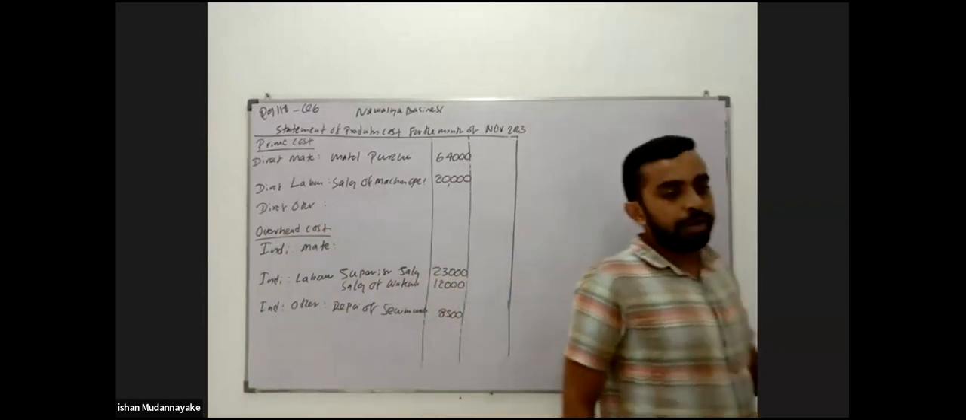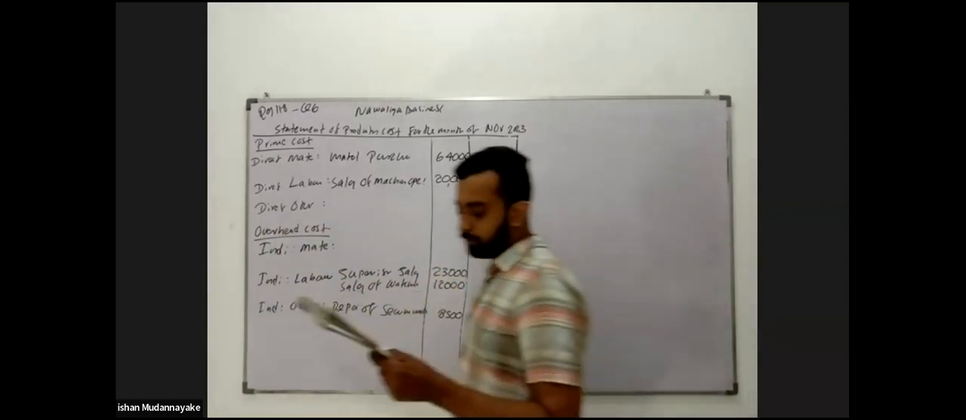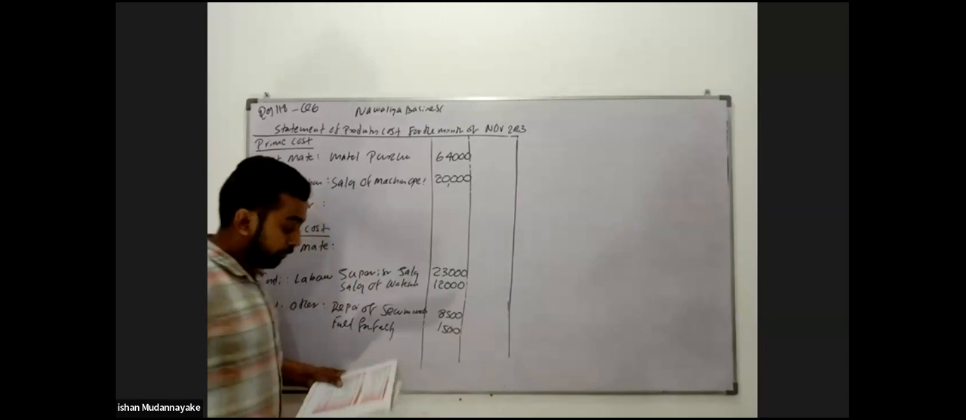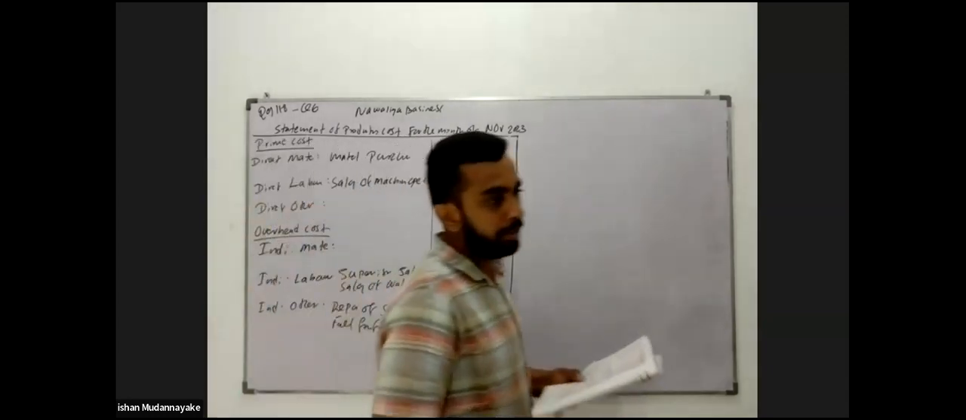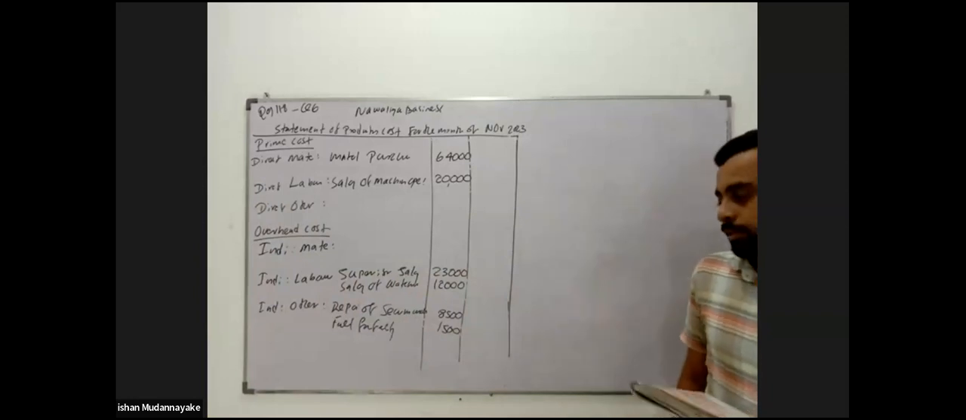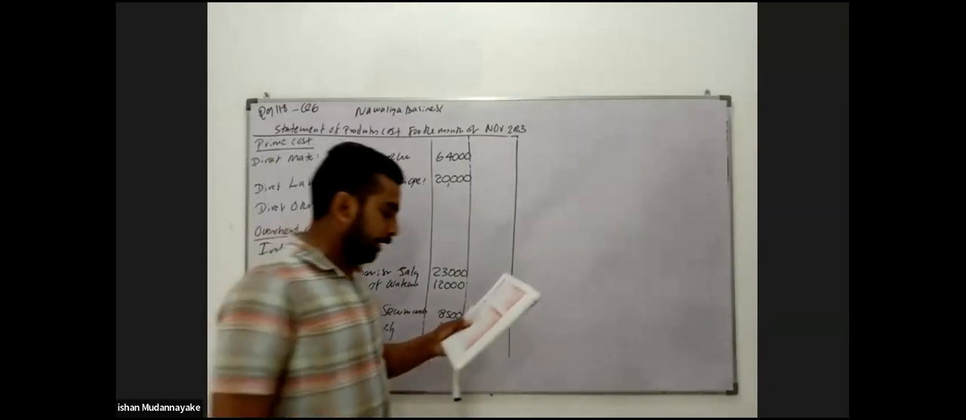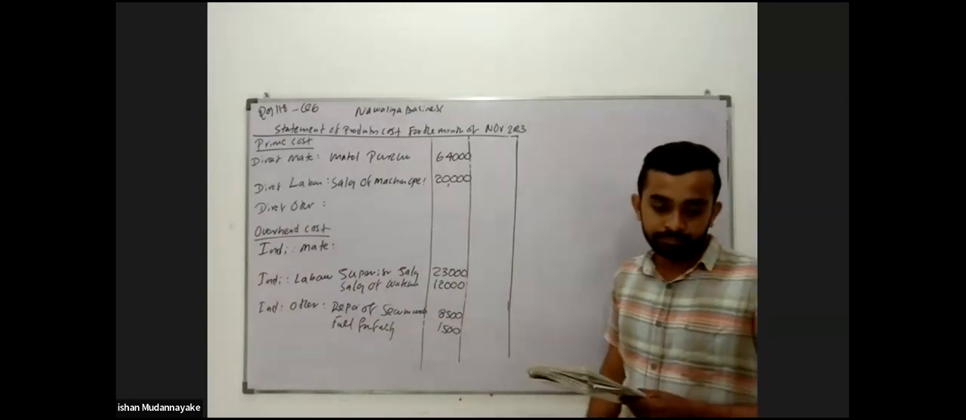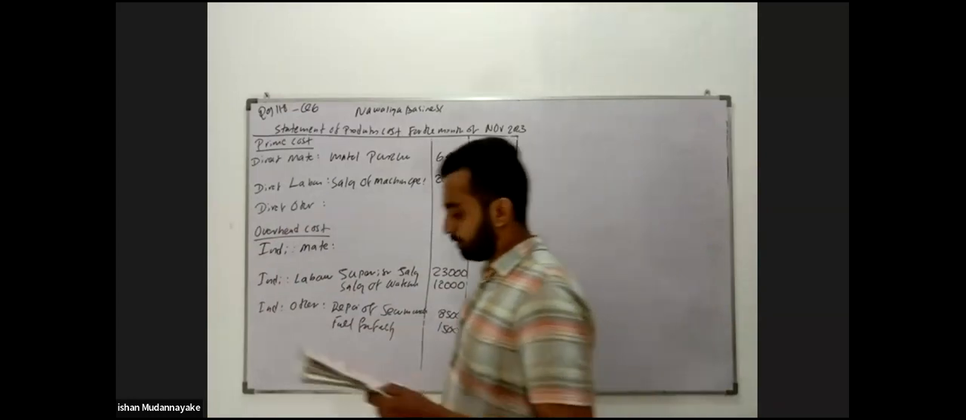And then fuel for the factory, indirect other, 1,500. Sometimes we can classify fuel for the factory under indirect material also. It is also correct, but in your syllabus, fuel expenses have been categorized under indirect other. Therefore, we will record fuel expenses under indirect other.